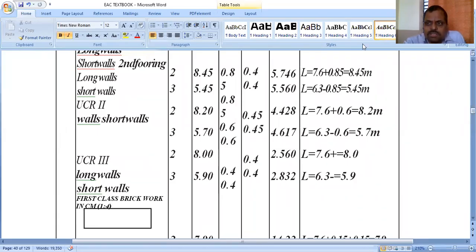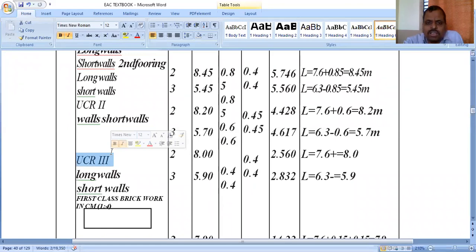So, good morning, students. In today's lecture of estimating and costing, we'll continue with yesterday's problem. We have already calculated the quantities of UCR masonry 2. Now we'll proceed further and start with the UCR masonry 3. Here it is, the UCR masonry 3 in cement mortar 1 to 6.